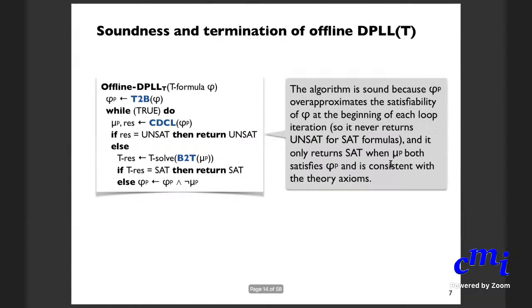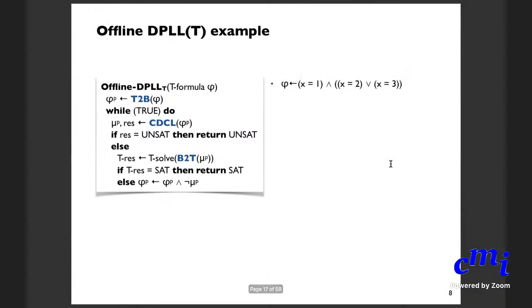So here is an example. Let me go to the example itself first and then come back to that slide. So first you get the propositional abstraction of the original formula.